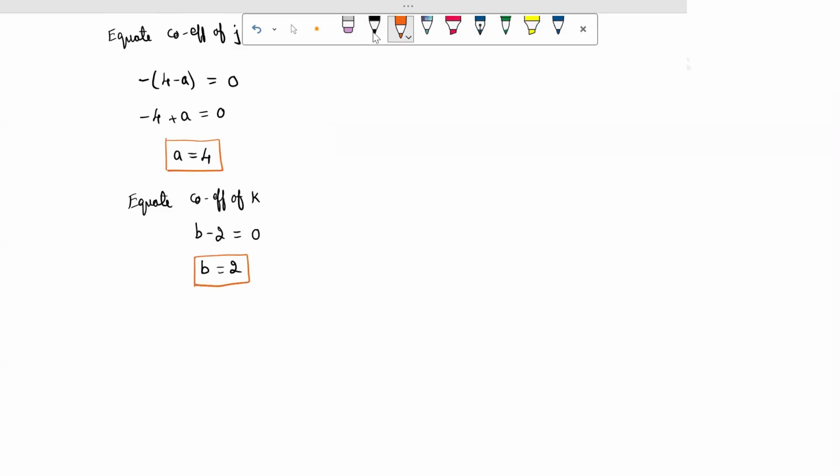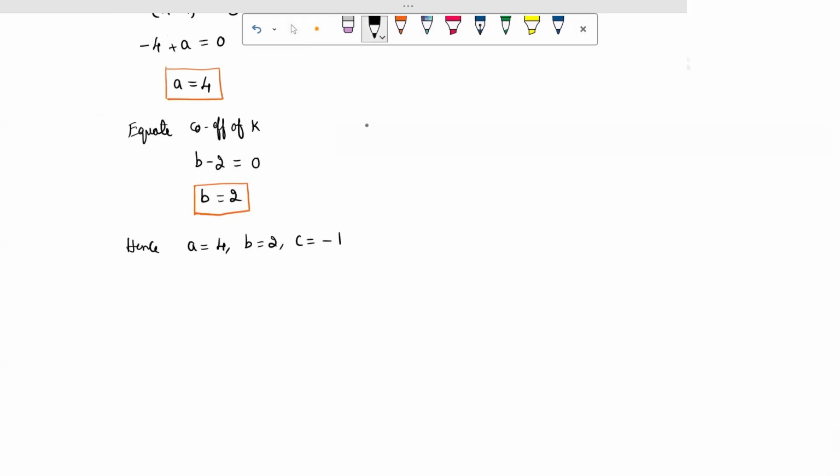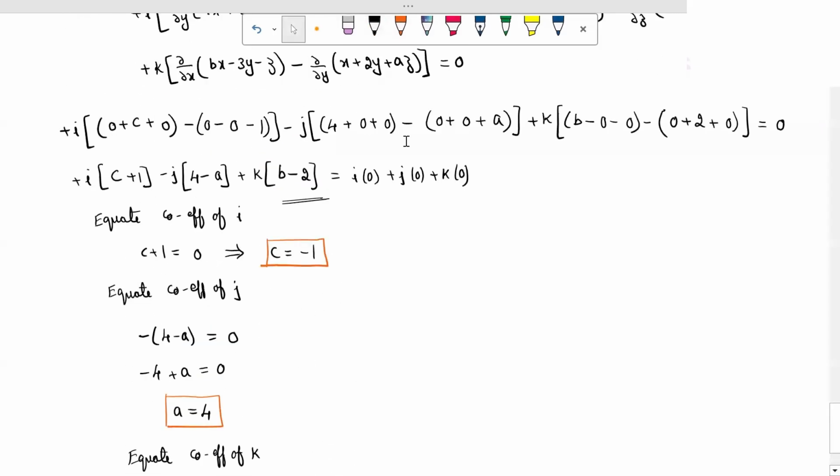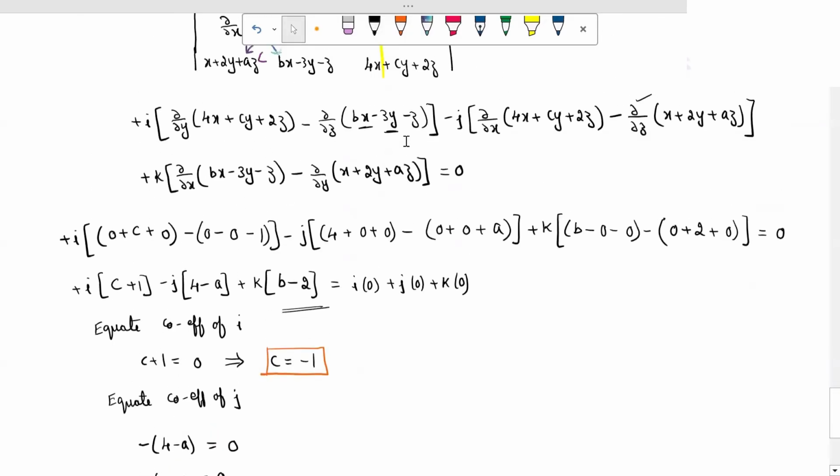So all the values have been obtained. Hence, we got the value of a to be 4, b to be 2, and the value of c that we have got, the value of c is minus of 1. So all the three values have been obtained. So first solution is complete. But if we go back to the question, it says also find its scalar potential.